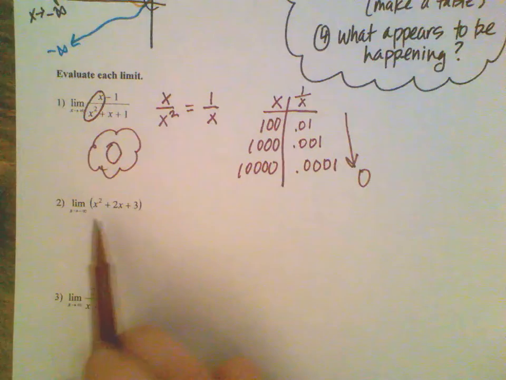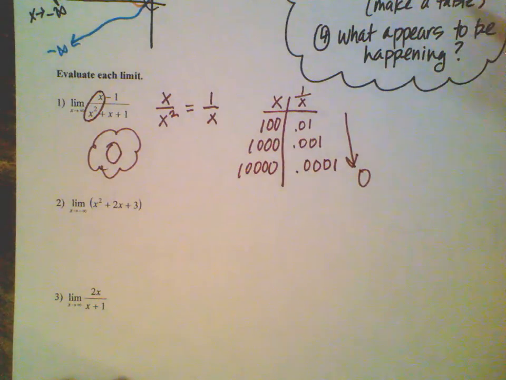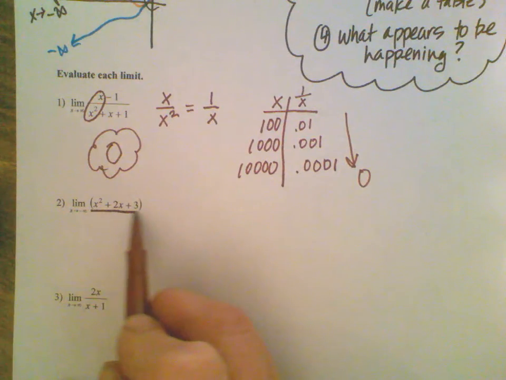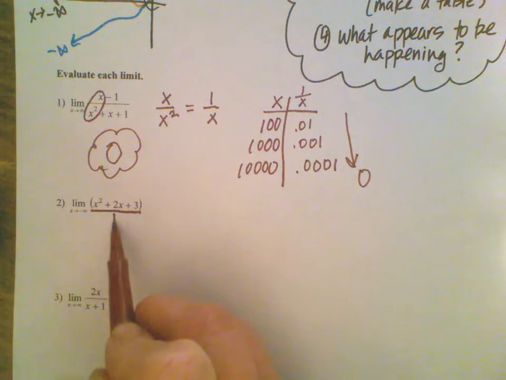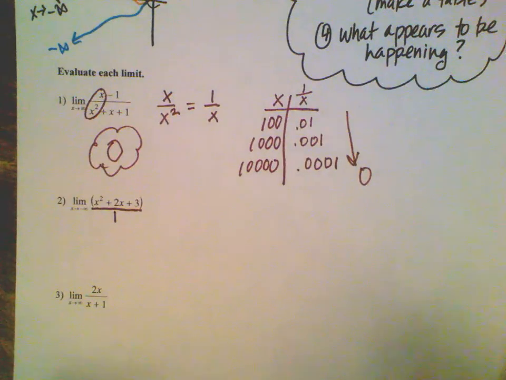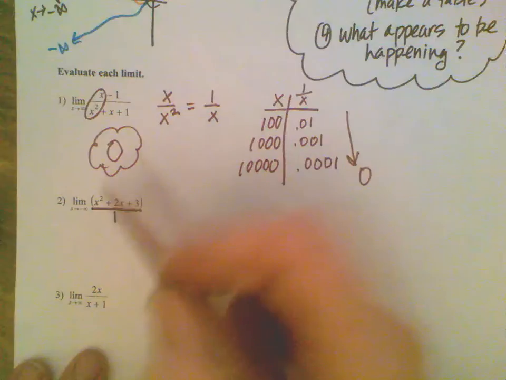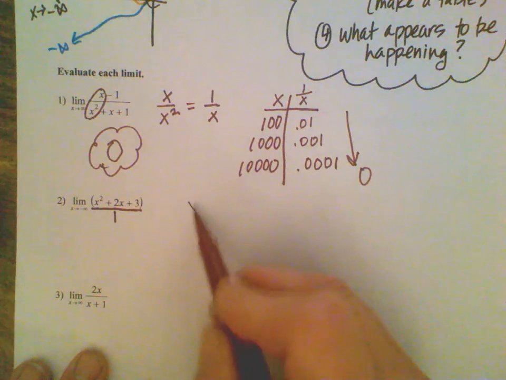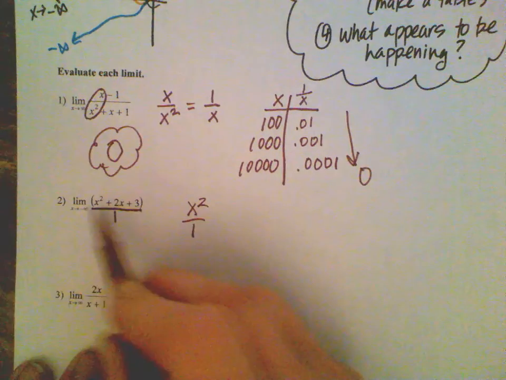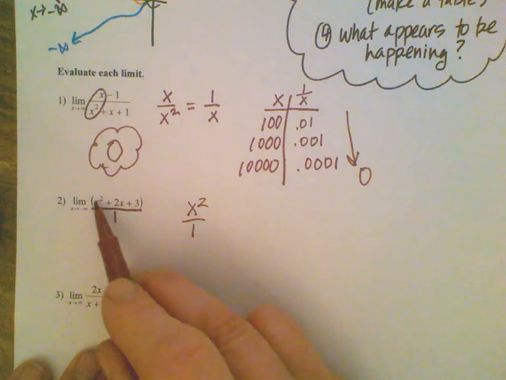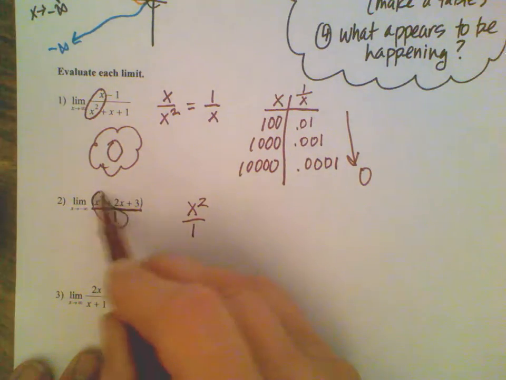Now when I look at a problem like number 2, I said take a look at the numerator and the denominator and isolate the lead term. Well, in this problem, the denominator is just 1. In every value, you can have a denominator of 1 if there's no denominator there. So when I rewrite my fraction, I'll have x squared over 1. That's my lead term on the top and on the bottom.